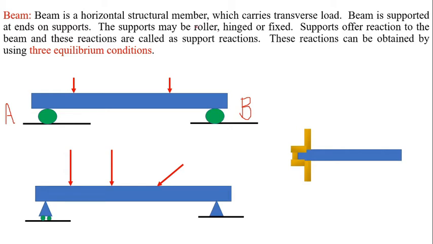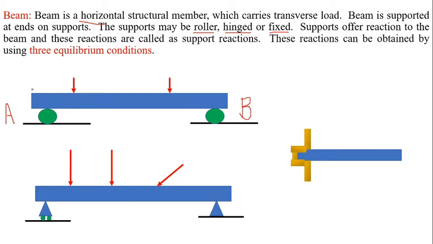Okay. The supports may be roller. We have already discussed roller supports, or supports may be hinged support. We have already discussed hinge support. What is meant by hinge support? Or support may be fixed. So, there may be a roller support at one end, hinge at the other end, or there may be two hinged supports, or support may be fixed. Okay. So, beam is a horizontal structural member which carries transverse loads. Beam is supported at ends on supports, and the supports may be roller, hinged or fixed.